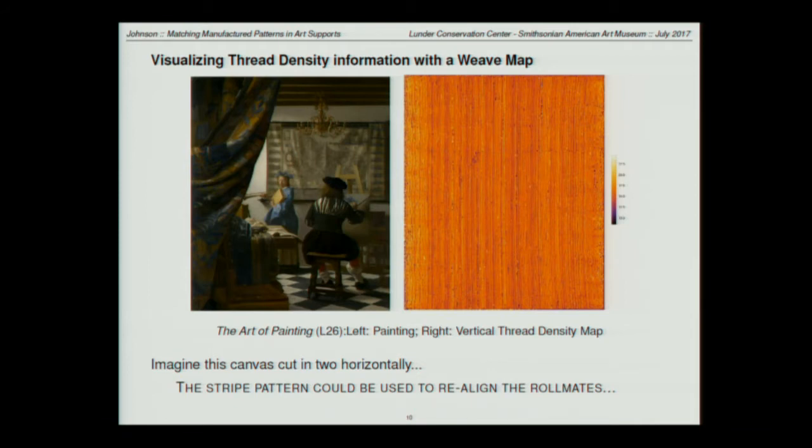What if I cut the image in half here? What if this had been two paintings? This is actually a pretty sizable painting for Van Gogh, for Vermeer. Well, then I would be able to show that the two were the same by moving them back and forth and lining up the stripes. With me?